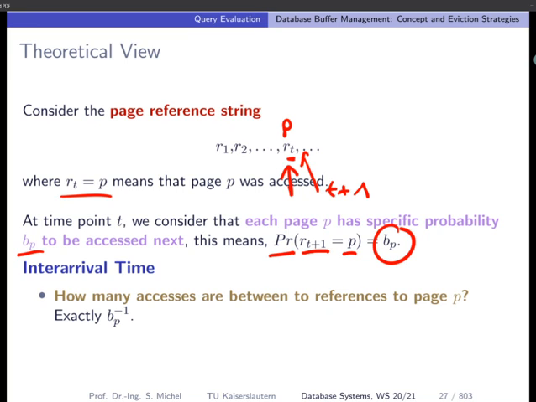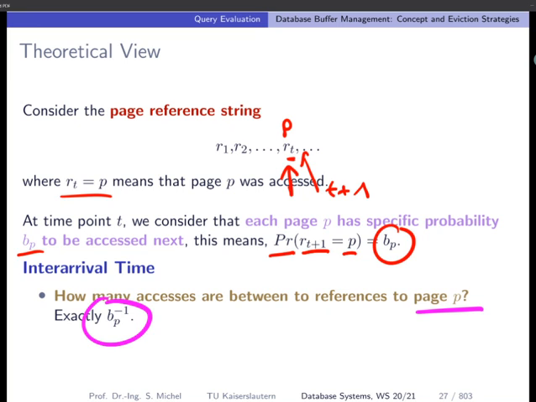And the question now is, how many references in this page reference string in the future do we see before we again have a reference to page P? It is kind of obvious that the higher the probability is for a page to be referenced next, the fewer steps we see between now and the next reference. So we can specify the expected number of accesses until the next reference to P by the inverse, by 1 divided by BP.